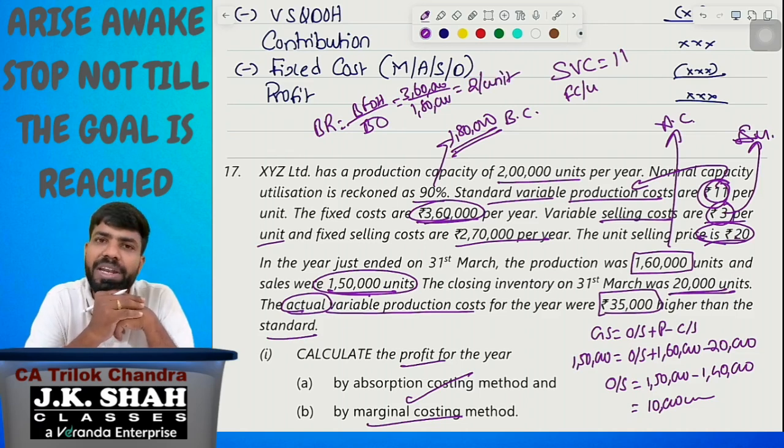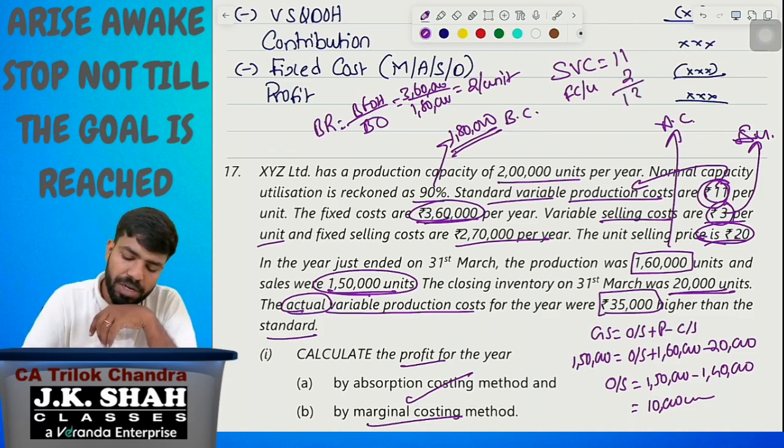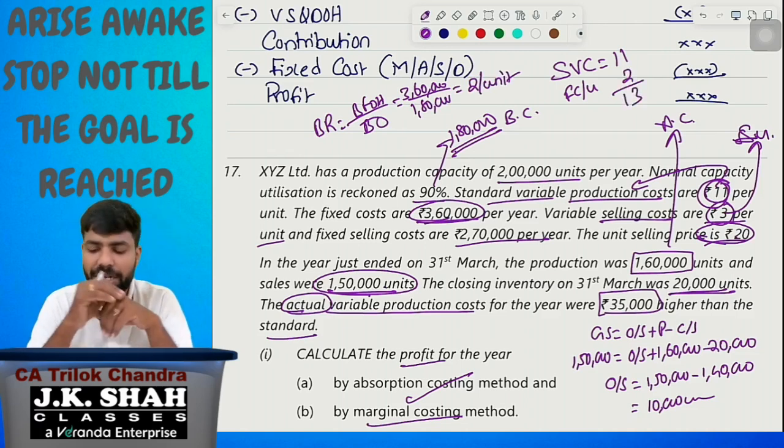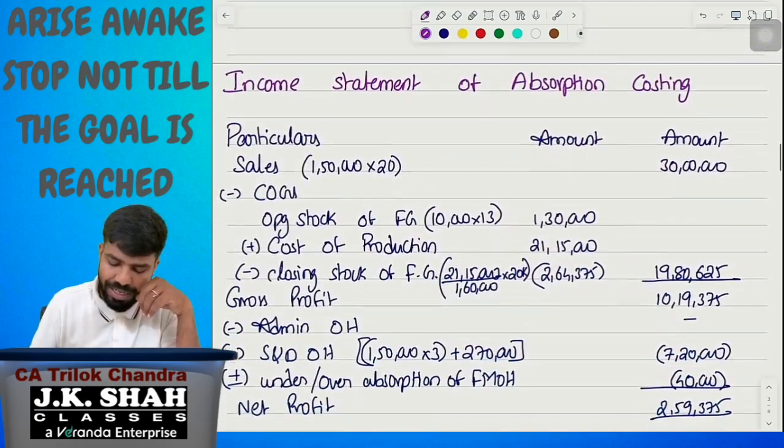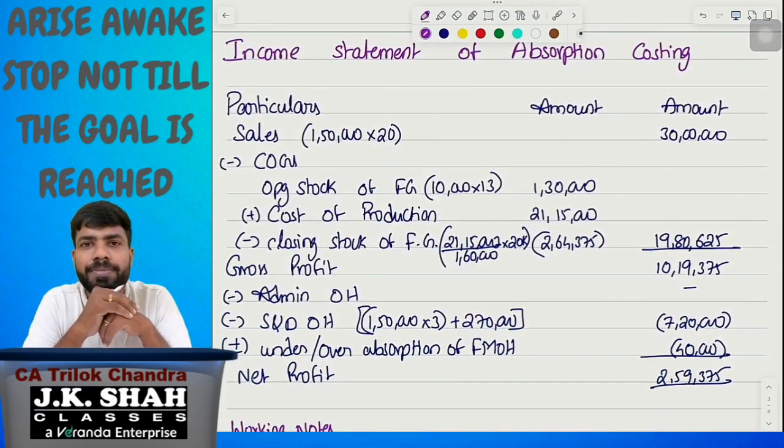11 rupees per unit is the variable and 2 rupees per unit is the fixed. Total it comes to 13. So here we are taking 13. 10,000 into 13 is 1,30,000.